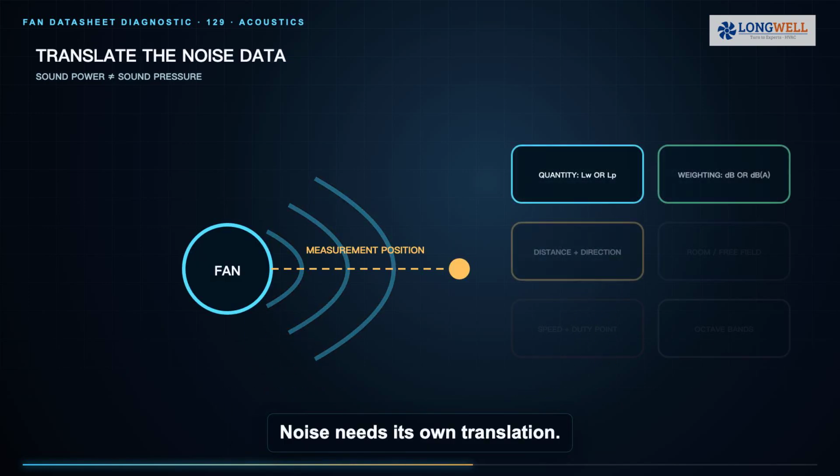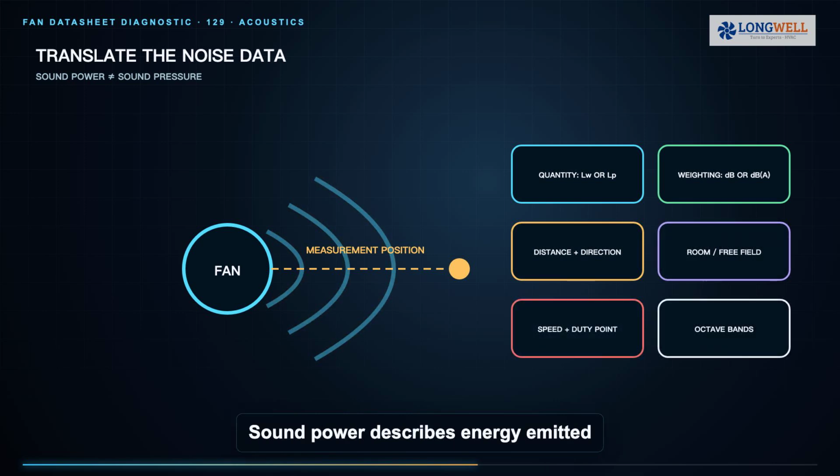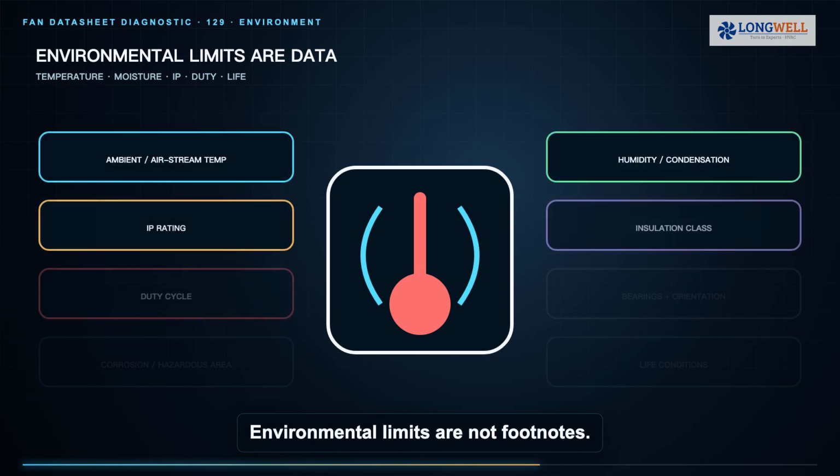Noise needs its own translation. Sound power describes energy emitted by the source, sound pressure is what a microphone measures at a location. A dB or dBA value without the quantity, distance, room condition, inlet or outlet side, speed, and operating point cannot support a fair comparison. Look for octave band data when tonal noise matters. Also remember that ducts, grills, turbulence, structure-borne vibration, and installation geometry can change what people hear even when the laboratory fan data is correct.